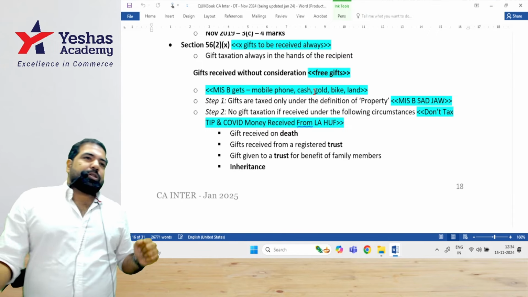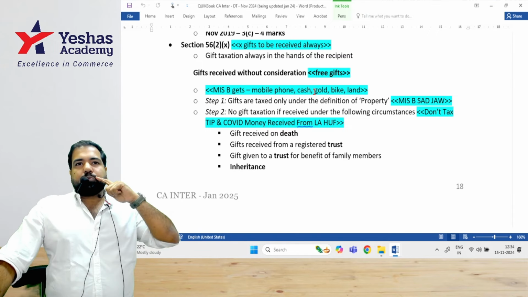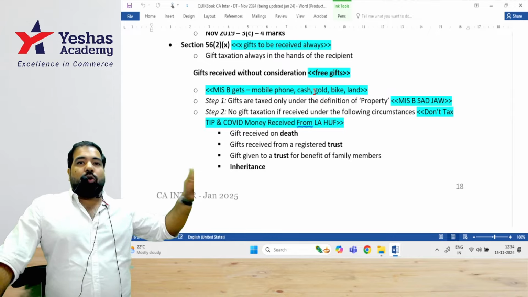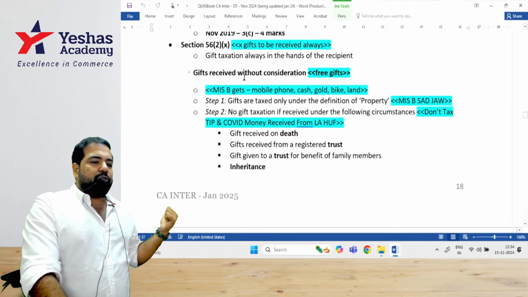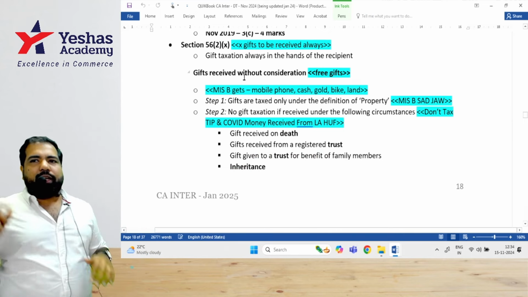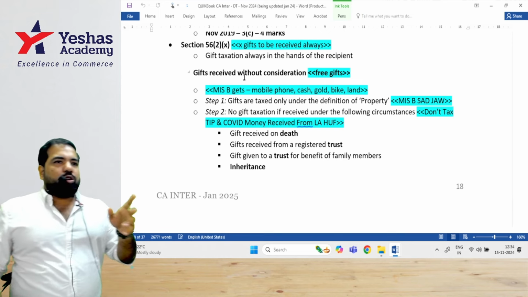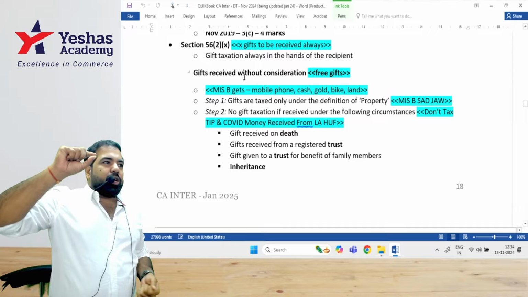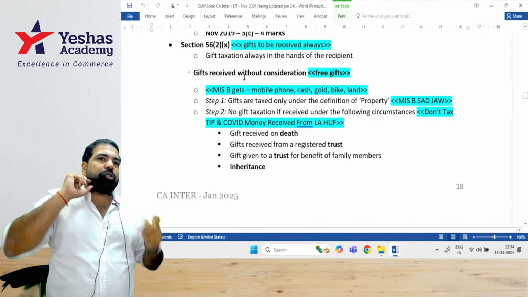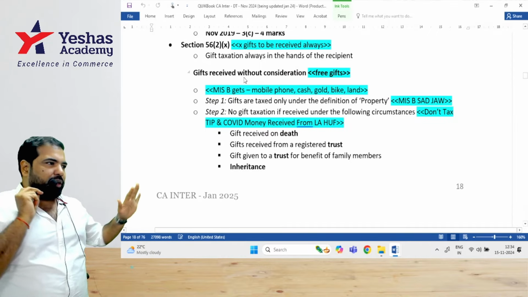And guys, what about stepsisters, step cousins? No. What about other children? Only your children. What about my niece? Is she my relative? No. Next, guys, from LA. LA is local authority, and HUF is basically an HUF when it gets partitioned. PM: partition. When it's partition and the members get money, in that case also there is no gift tax. Are we okay with this?